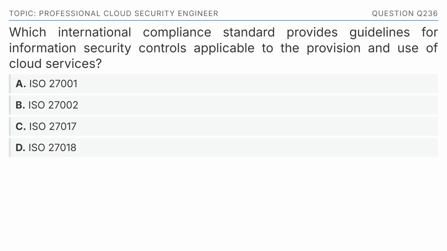Which international compliance standard provides guidelines for information security controls applicable to the provision and use of cloud services? The options are: Option A, ISO 27001. Option B, ISO 27002. Option C, ISO 27017. Option D, ISO 27018.